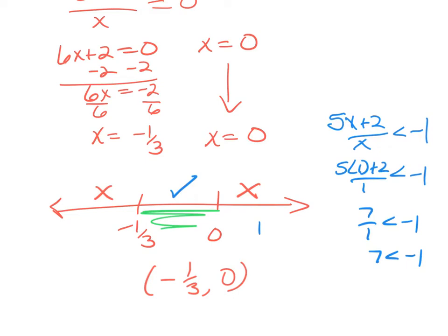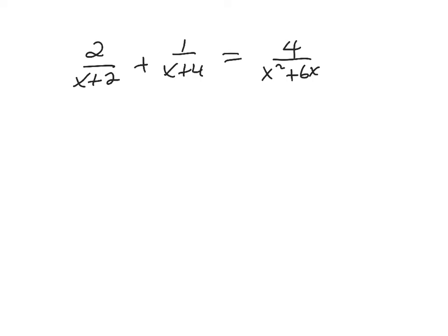Okay, here's another example. This one will be a fraction. So 2 over x plus 2 plus 1 over x plus 4 equals 4 over x squared plus 6x plus 8. I'm going to factor the denominator here. This will factor into x plus 2, x plus 4.